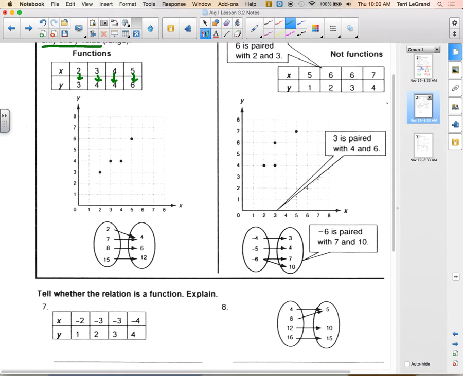And then in the mapping diagram, notice what they show. How many ordered pairs do we have in that relation? There are 4. We have ordered pair what?